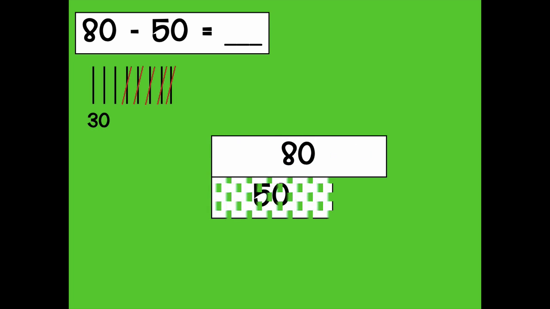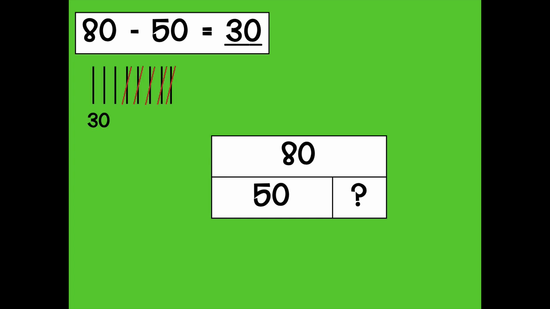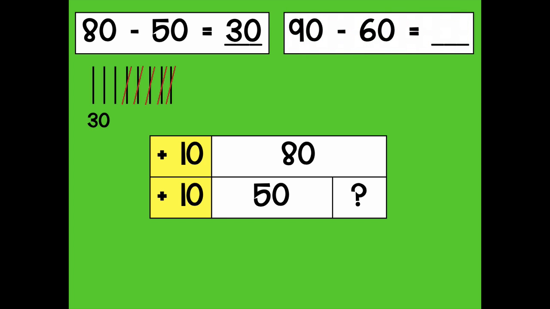So here if I have 80 minus 50, that's our problem. For our tape diagram, our unknown is the difference. Well, when I add 10 to 80, and I add 10 to 50, I can make a new problem that's 90 minus 60. So notice how these problems are going to give me the same difference even though they're different numbers, because I added 10 to both numbers. So I changed both numbers by the same amount.